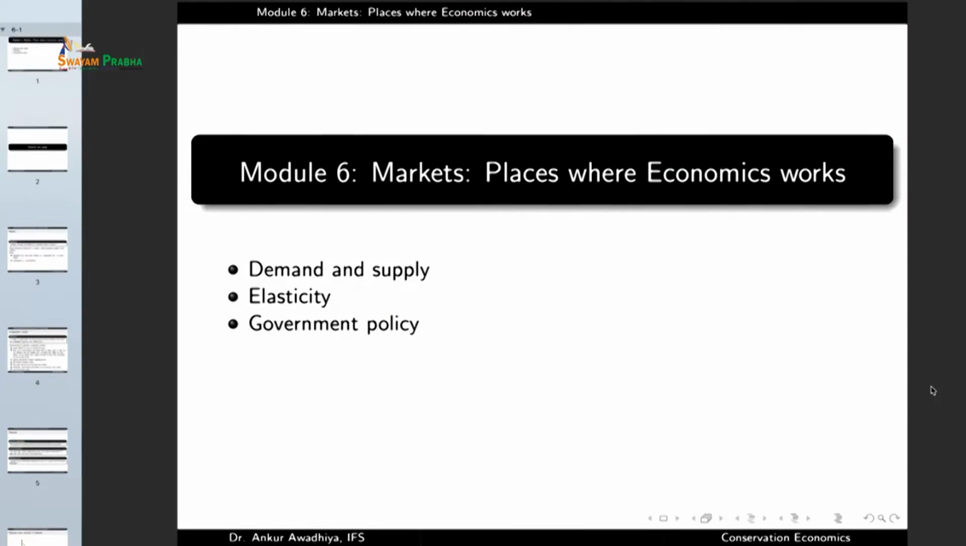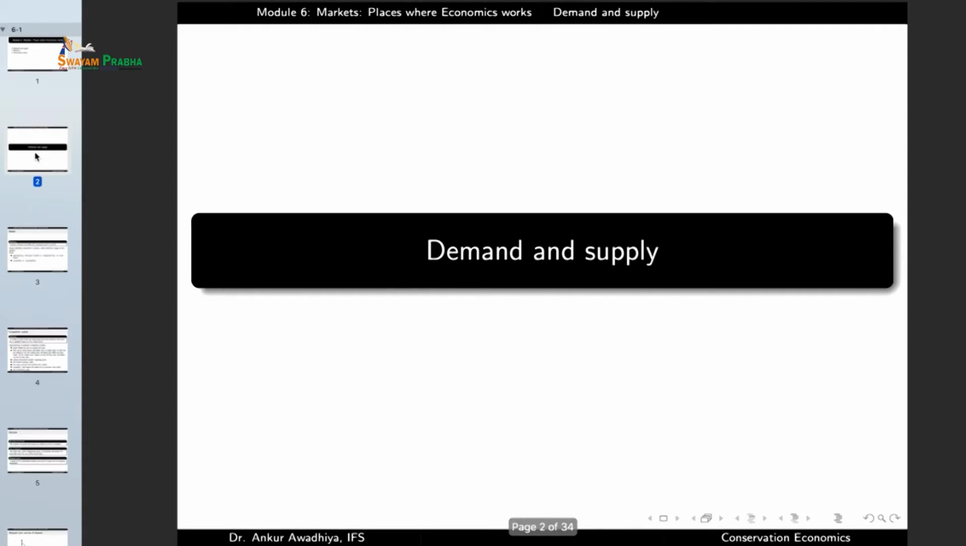Namaste. Today we begin a new module which is markets, places where economics works. This module will have three lectures: demand and supply, elasticity, and government policy. So let us begin with demand and supply.